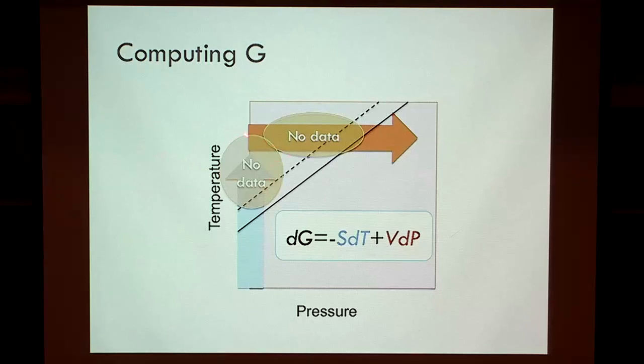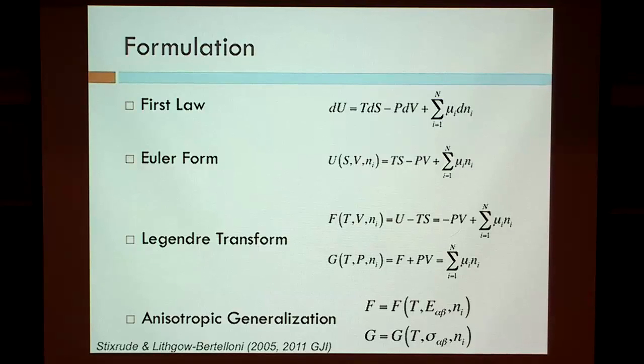And you don't have data to constrain this part of the integration path either. Again, because perovskite isn't stable at those conditions, you can't measure it. So we need something else. And the way we formulated things, one way to develop it is like this.